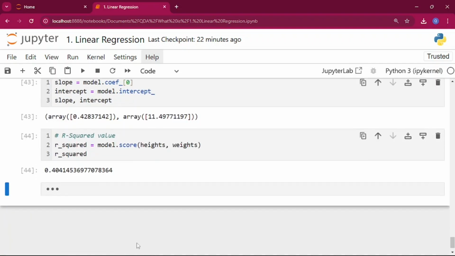And that's the basic introduction to linear regression in Python. We have learned how to fit the model to our data, visualize the result, and evaluate its performance. Linear regression is an essential tool in statistics and machine learning, and understanding it is the key to exploring more complex algorithms.